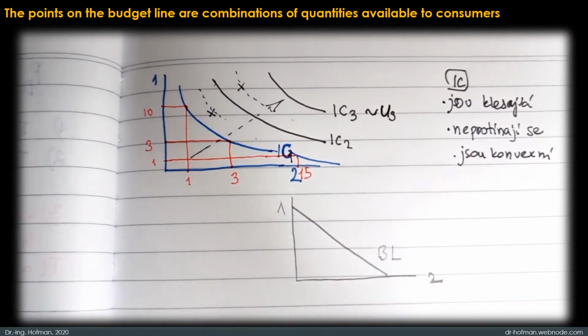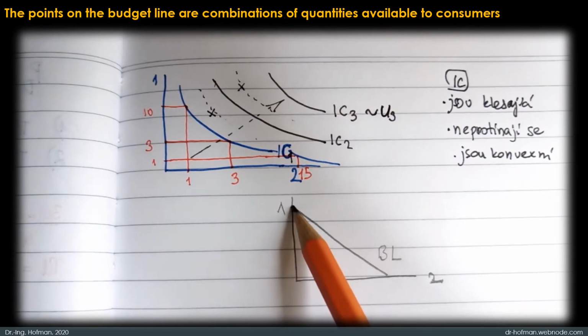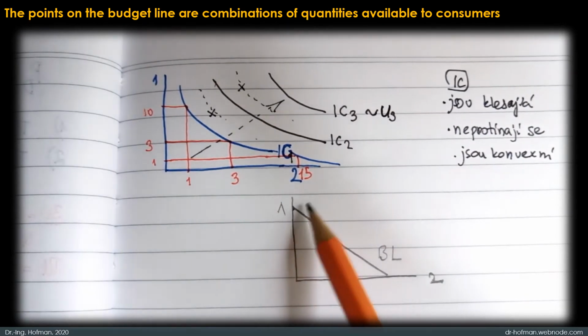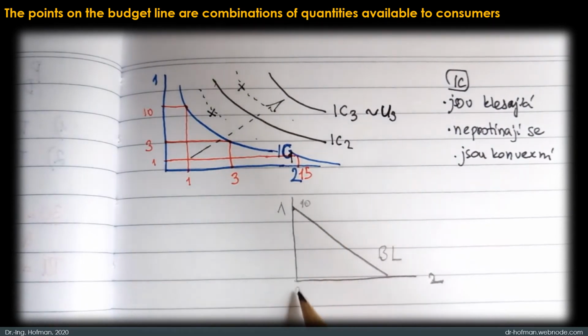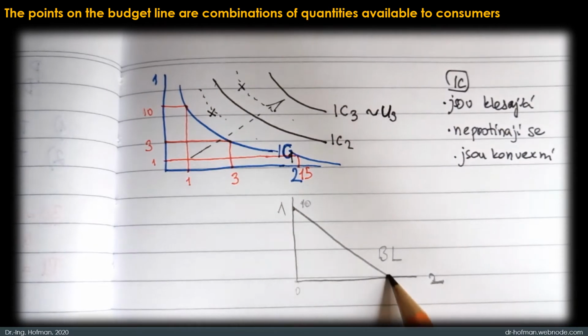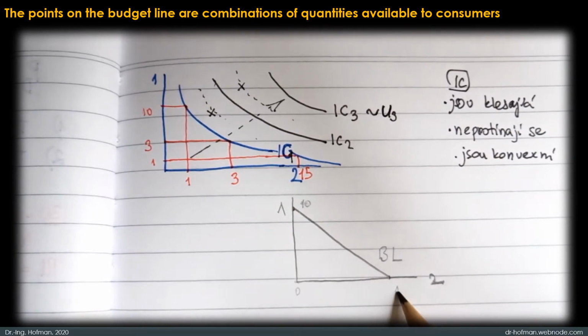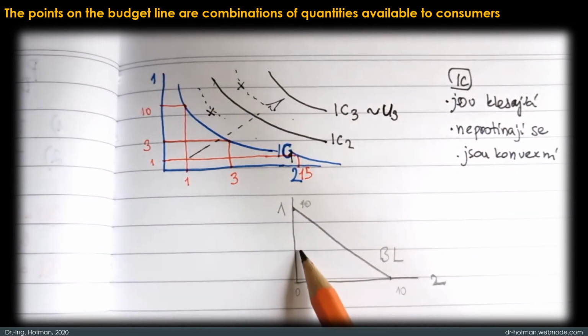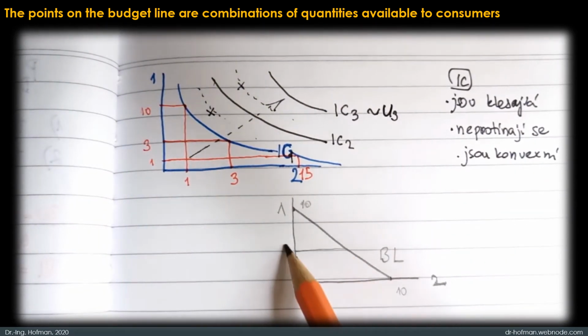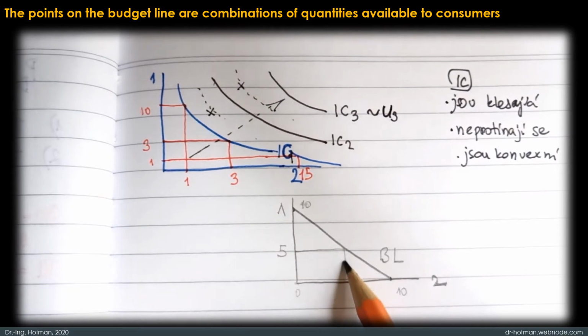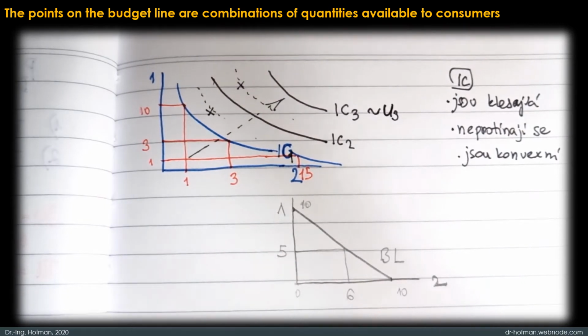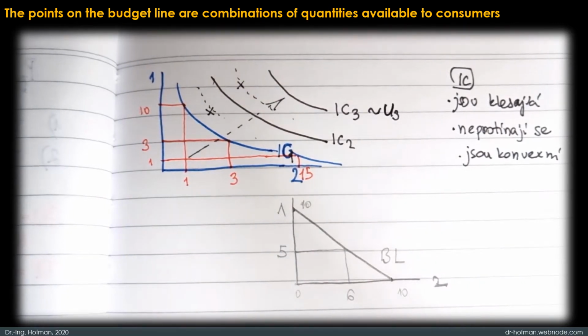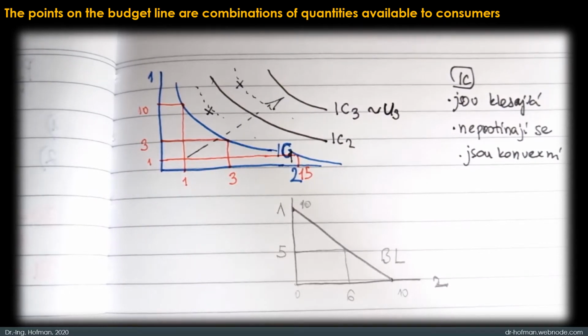If I buy 10 pieces of good 1, I can't buy any piece of good 2. If I buy 10 pieces of good 2, I can no longer buy any piece of good 1 due to the budgetary constraints. I can also buy, for example, a combination of 5 pieces of good 1 and 6 pieces of good 2. All these points lie on my budget line.